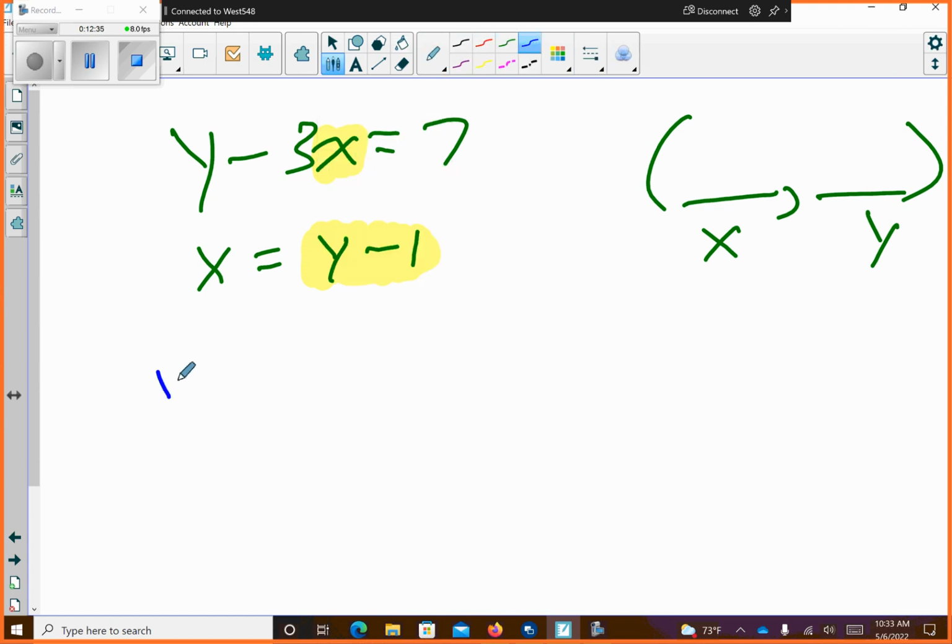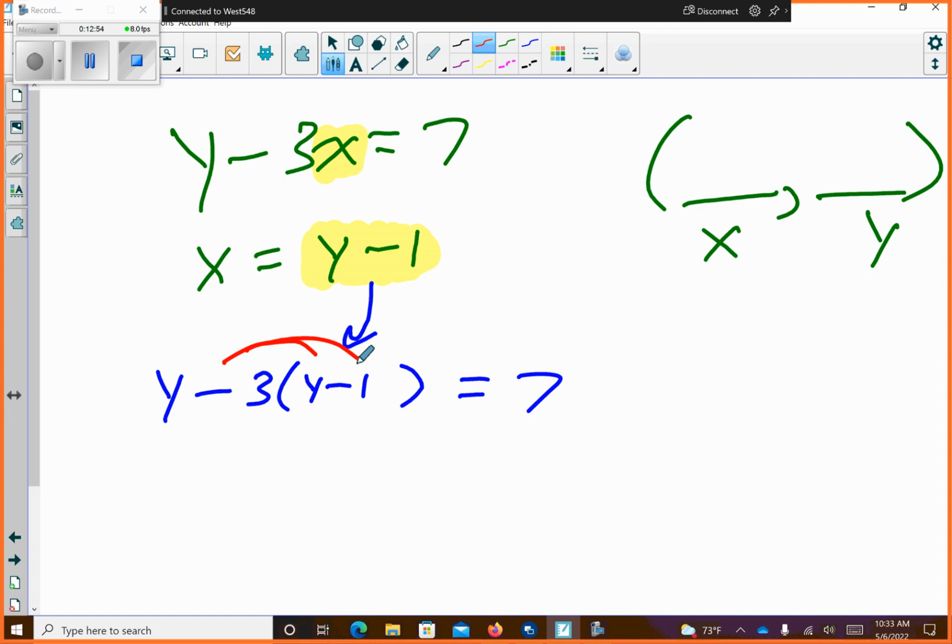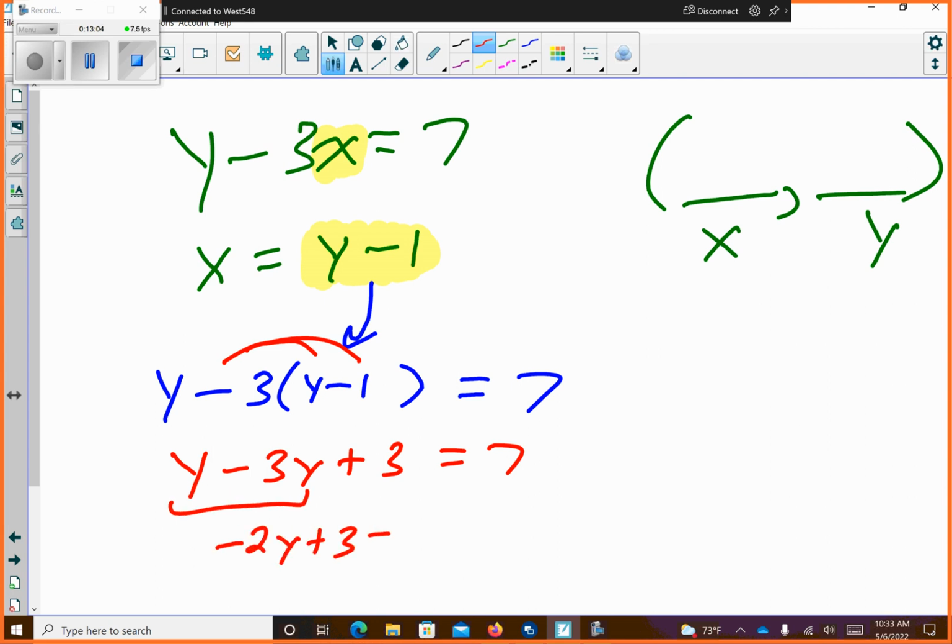All right, so now I'm going to get y minus 3, put some parentheses, equals 7. Where those parentheses are is where x used to live. But now we got someone new moving in. We have y minus 1 moving in. So this came right here. And then we have to remember when we distribute, I'm distributing a -3 over the parentheses. These are like terms, so that gives me -2y plus 3 is equal to 7.